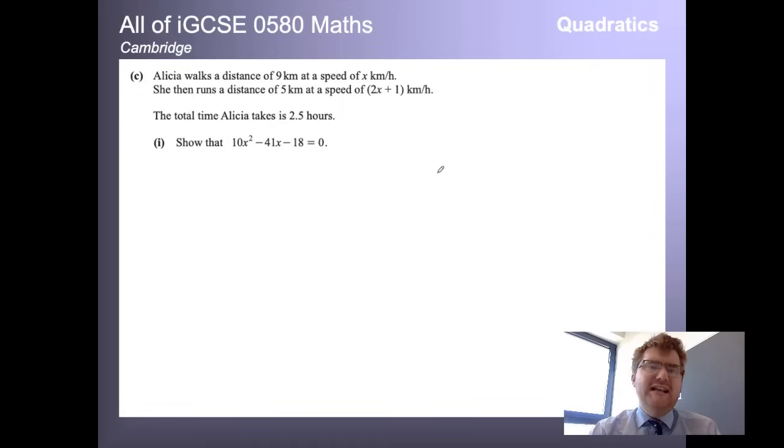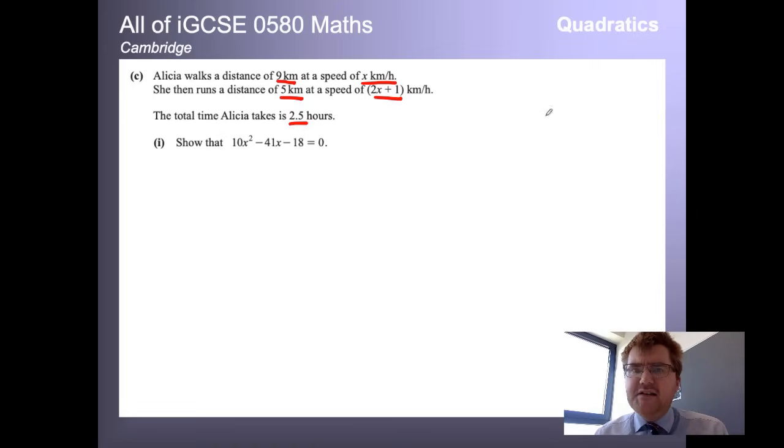So Alicia walks a distance of 9 kilometers at a speed of x kilometers per hour, and then she ups it a little bit and then runs the last distance of 5 kilometers at a speed of 2x plus 1 kilometers per hour. And the total time Alicia takes for the whole thing is 2.5 hours. And somehow, from this information, we need to work out this quadratic, which seems kind of random.